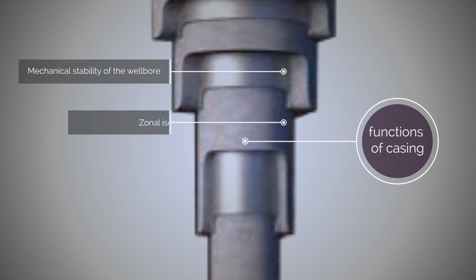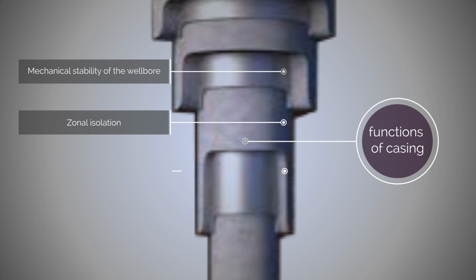Another key function of casing is zonal isolation. Different formations contain different fluids and pressures. Casing, combined with cement, isolates these zones and prevents fluid migration between them. This is especially important for protecting freshwater aquifers from contamination and preventing unwanted water or gas from entering the producing zone.